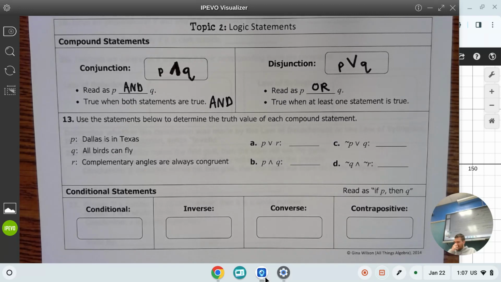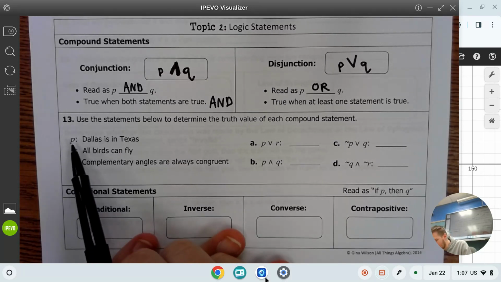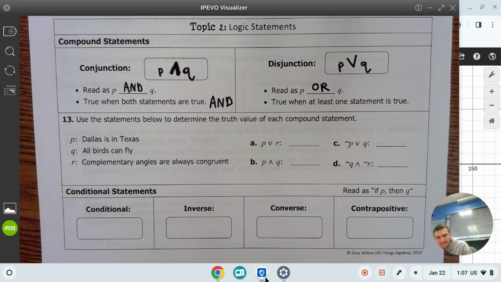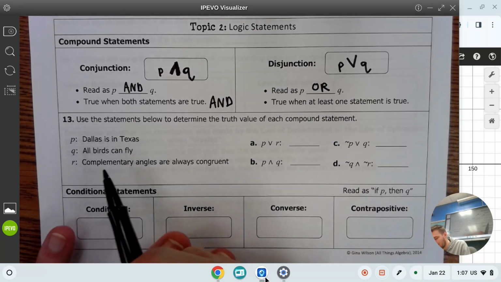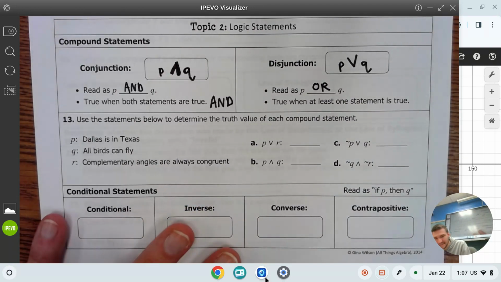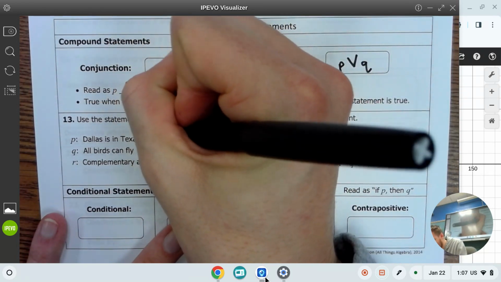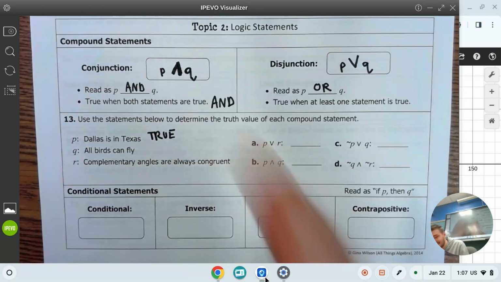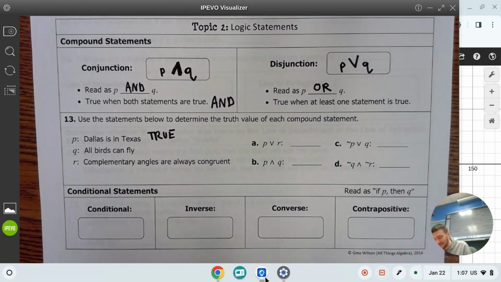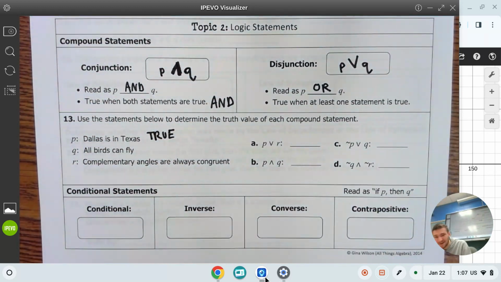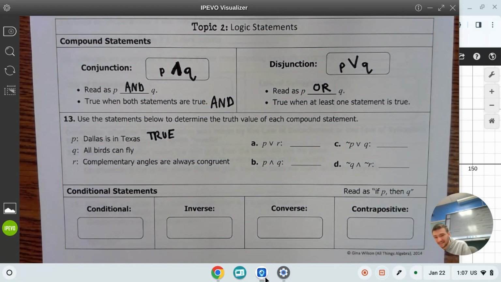Dallas, you get a little shout out in these questions here. We get some statements, P, Q, R. Let's see if we can verify if these are true or false. Is Dallas in Texas? No. You swear? Yes, it is. Dallas is in Texas, at least for now. I heard they might move it over to Tennessee, but for now, it's going to stay in Texas.